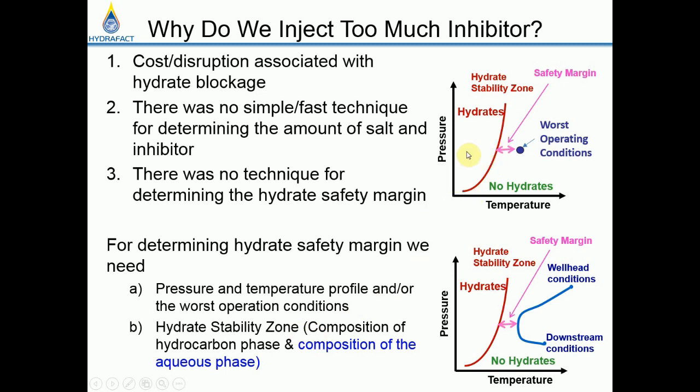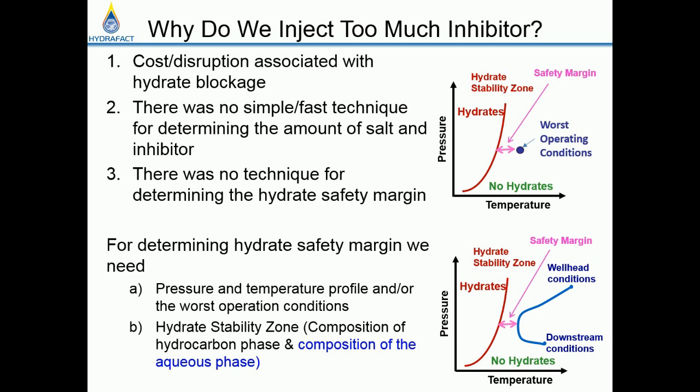To find the hydrate phase boundary, we need two pieces of information: composition of the hydrocarbon phase and composition of the aqueous phase. Composition of the hydrocarbon phase in general is relatively constant, and it doesn't change in short time intervals. So if we can find the composition of the aqueous phase, we should be able to find the hydrate safety margin.